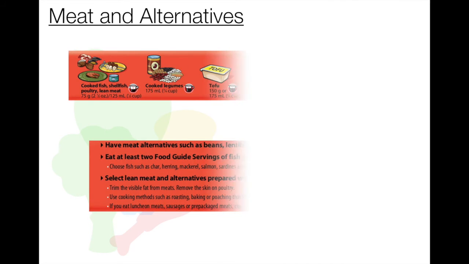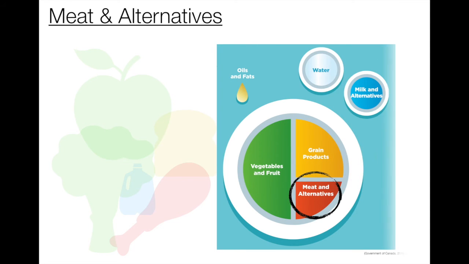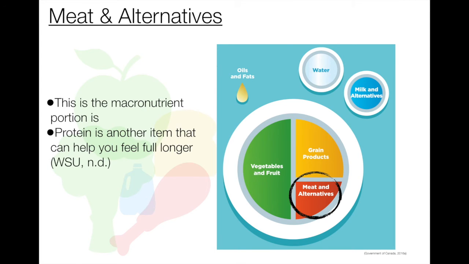So the last section is meat and alternatives. Now, meat and alternatives, we need a little bit less than 1/4 of it on our plate. According to Canada's food guide, it's the gift that keeps on giving, so you shouldn't be eating a lot. But that really depends when you're comparing a red meat compared to lean meat. For example, chicken breast, you're going to eat a lot more chicken breast than you're going to be eating a ribeye steak. So this is where the macronutrient protein is found.